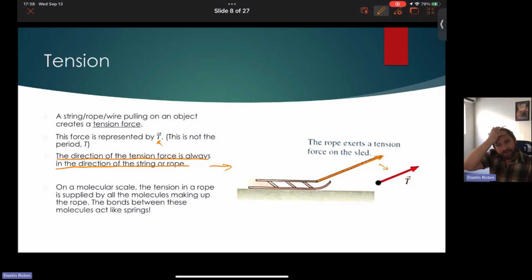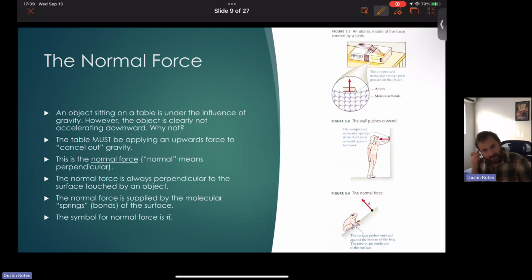Essentially, on a molecular scale, the tension in the rope is supplied by all the molecules of the rope. They're held together by molecular bonds, and those molecular bonds kind of act like springs. So if you want to get really technical and annoying, you can say that the tension force is really just a spring force. Technically true, but when we zoom out and think about everyday objects, we don't have to think about the molecules, and we can just call it a tension force. But just be aware that a lot of the forces we talk about are really just molecules acting like springs.